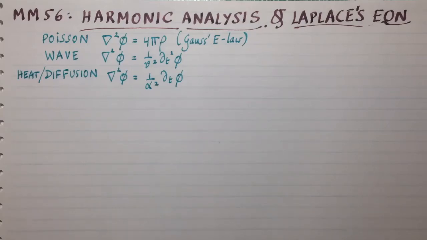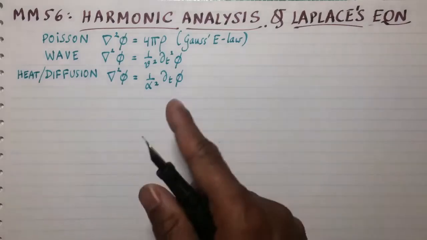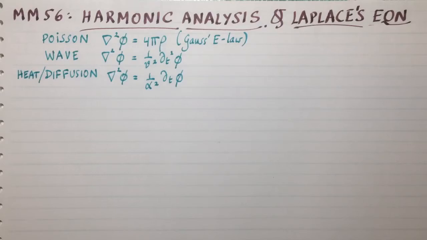In this video, we'll discuss the significance of a great equation of mathematical physics called Laplace's equation. First of all, let's look at some of the equations that we already know from before. For example, Gauss's law in terms of a potential phi can be written as the equation known as Poisson's equation, which is the Laplacian of phi equals 4 pi rho, where rho is a charge density in space.